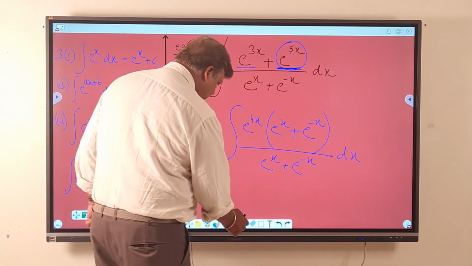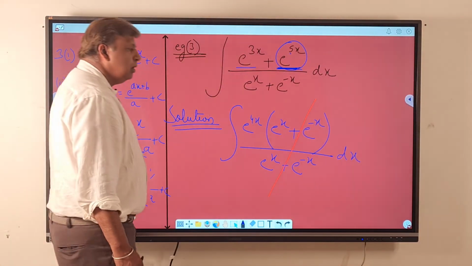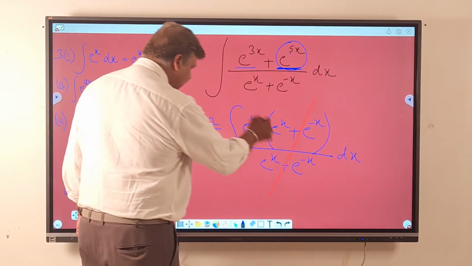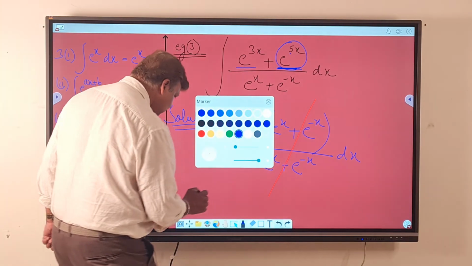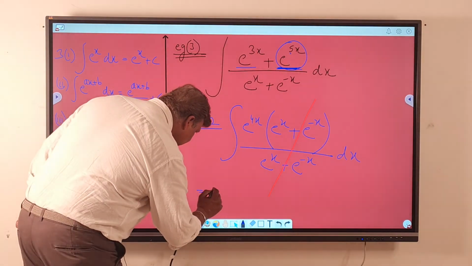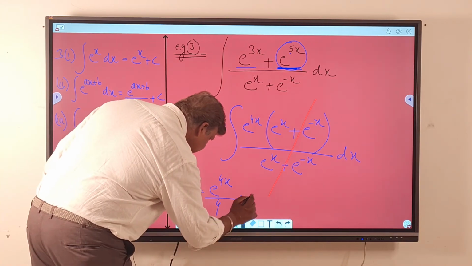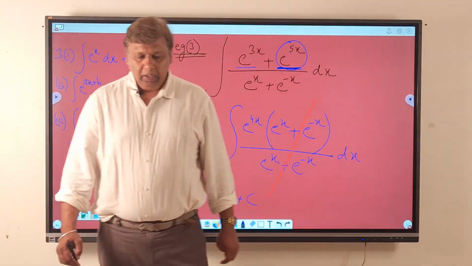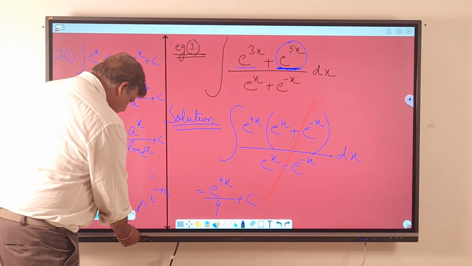Now here, of course, it becomes very easy. So far as we are concerned, the numerator, we catch hold of the denominator inside it. e raised to power 4x is left, and this is nothing but e raised to power 4x divided by 4 plus c. So that's the answer.